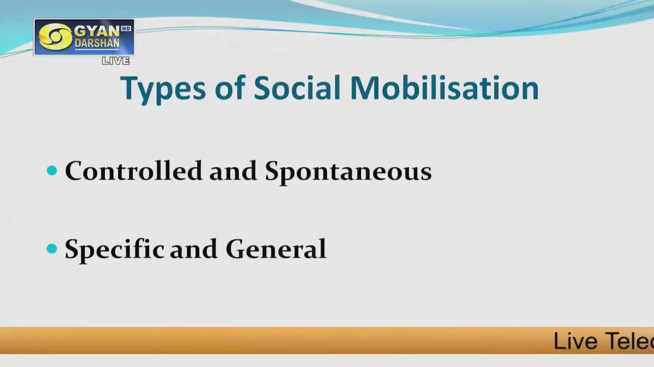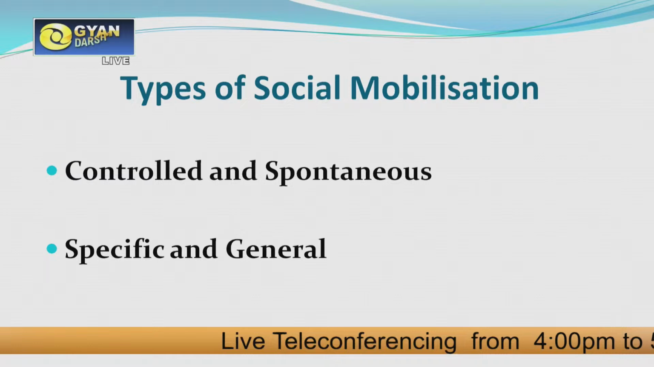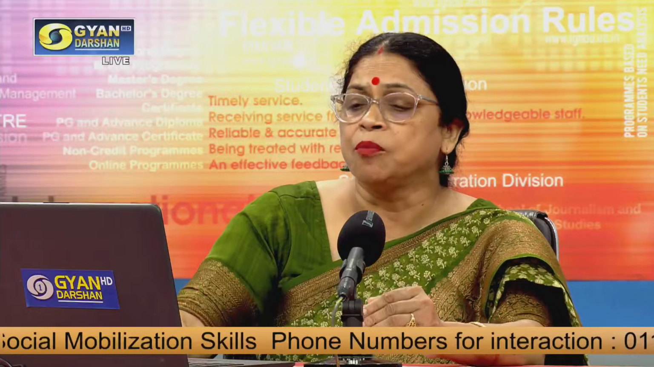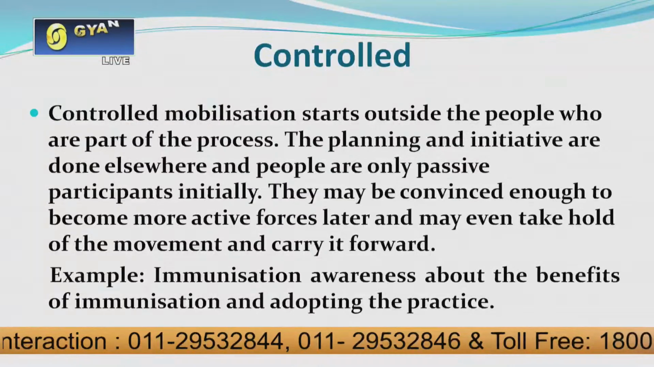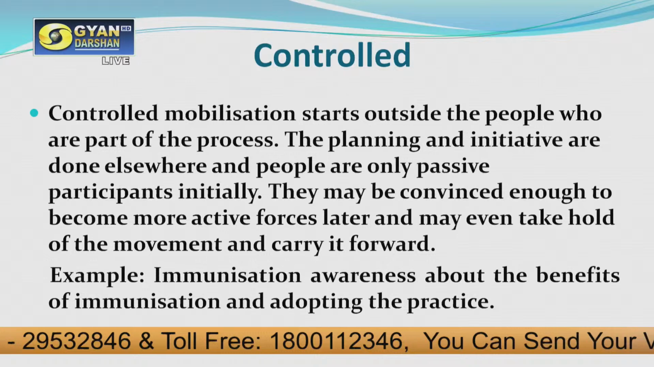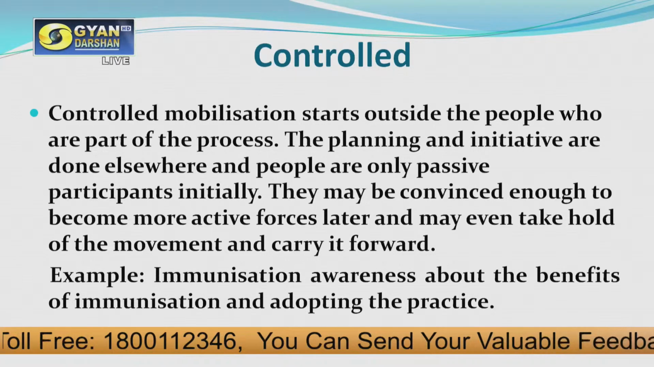So we can say that there are two types, like controlled and spontaneous, as well as specific and general. So once you have an idea of these types, then it is easy for you to take action in the community. When we say controlled mobilization skills, it starts outside the people who are part of the process. The planning and the initiative are done elsewhere and the people are only passive.